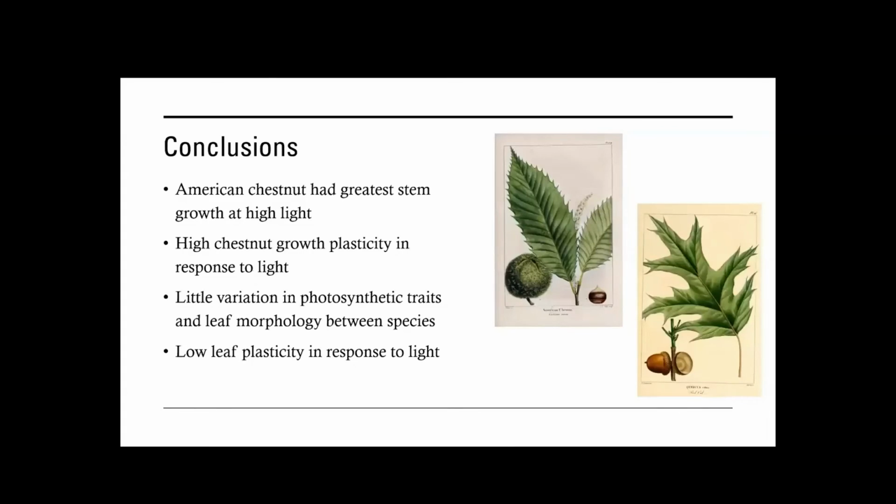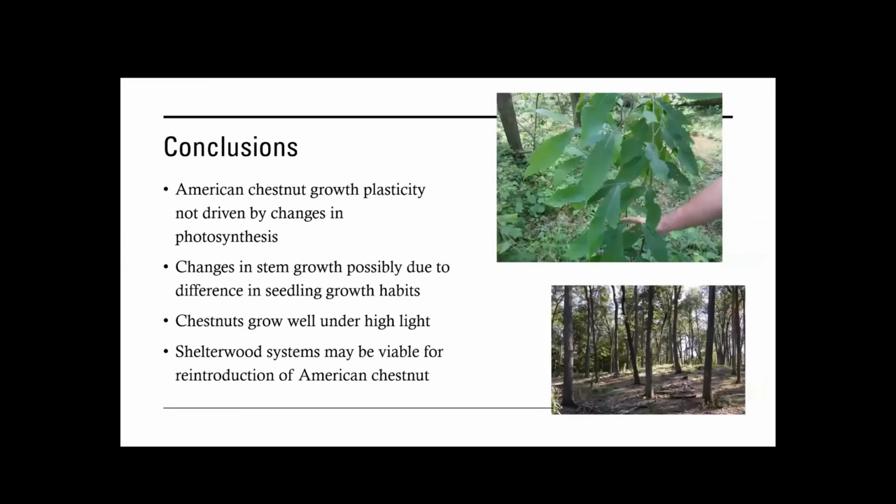So the conclusions of this study are that American chestnut had the greatest stem growth at high light and the greatest increases in RGR, telling us it has a higher growth plasticity. However, we saw little variation in the way of leaf physiology and morphology, suggesting low leaf plasticity in response to light. These results were a bit unexpected, as we thought that the higher growth of chestnut would be explained by increases in photosynthesis and respiration, but this wasn't the case. It appears that chestnut's growth plasticity is not driven by photosynthetic changes.